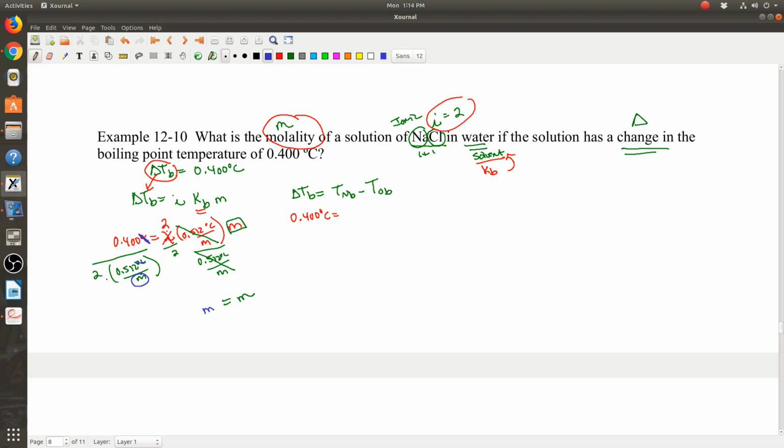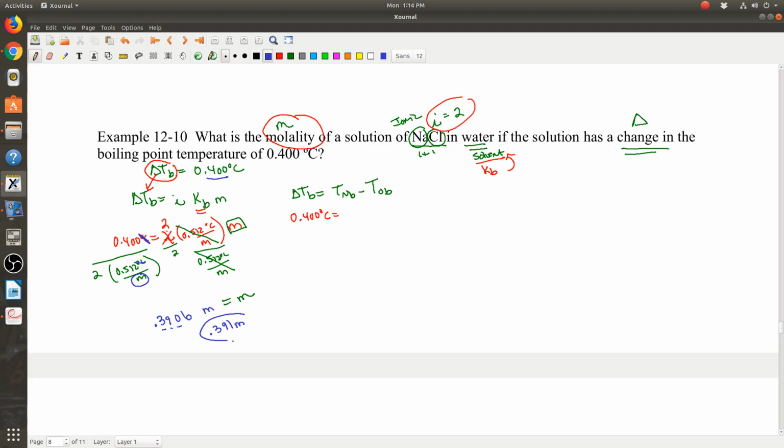So now I just do 0.4 divided by 2 divided by 0.512. So let's do that. 0.4 divided by 2 divided by 0.512, and I get 0.3906 molal. Okay, and I've got to figure out sig figs. So this is the only measured value they really gave me. 3 significant figures. 1, 2, 3.